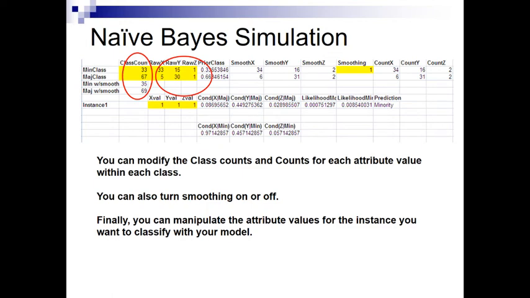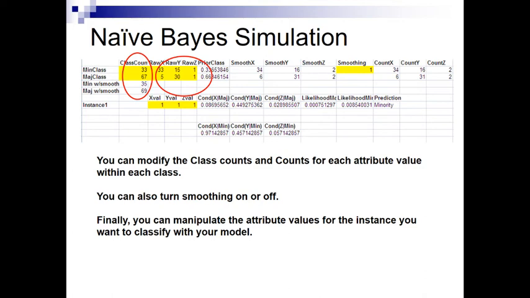When you smooth, what you do is add 1 to every count for your pairing between a feature value and a class value. So whereas you had 33, 15, and 1 for your raw counts on x, y, and z for the minority class, when you smooth, you add 1. And this spreadsheet will do that for you.